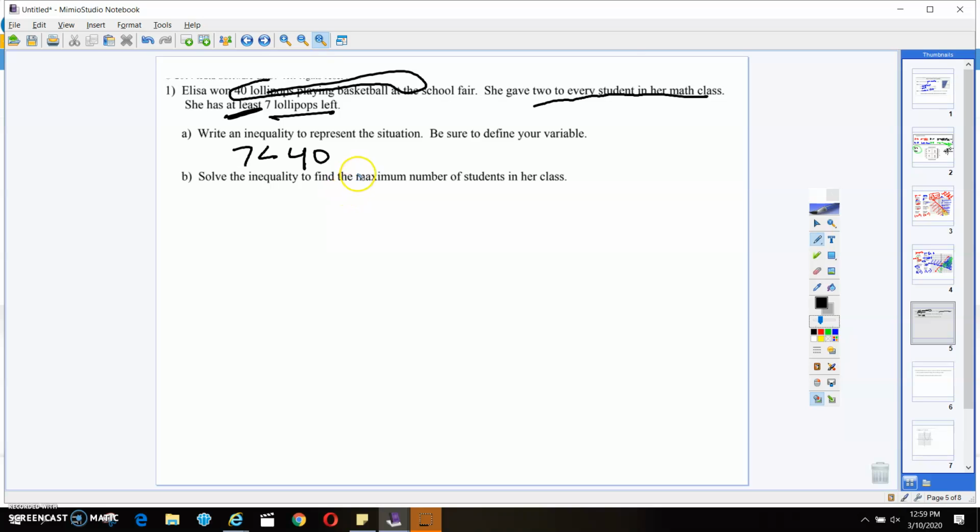And then this little sweetheart gave out 2 to every student in her math class, right? So we took 40 and we're going to subtract. How many times does she do that? We don't know. Well, we don't know how many kids are in her class, right? So we're going to say x. So what is x representing? How many kids are in the class?